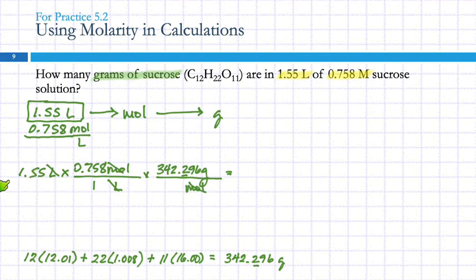Again, as is often the case, my first number had 3 significant figures, my molarity had 3 significant figures, so my answer is going to end up with 3 significant figures. And the unit left there is grams. So we would report that there are 402 grams of sucrose in 1.55 liters of 0.758 molar sucrose.